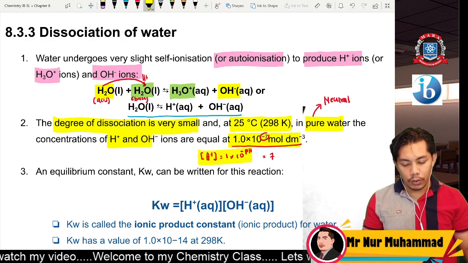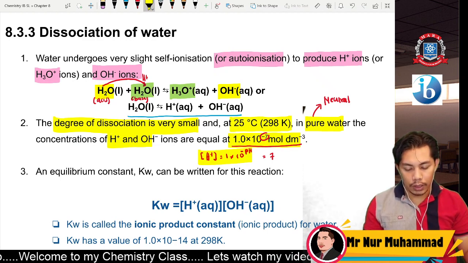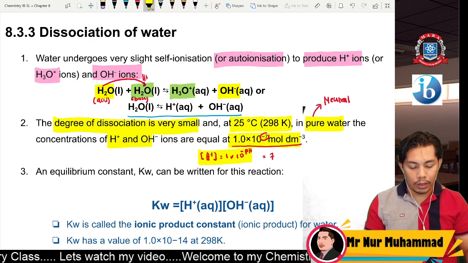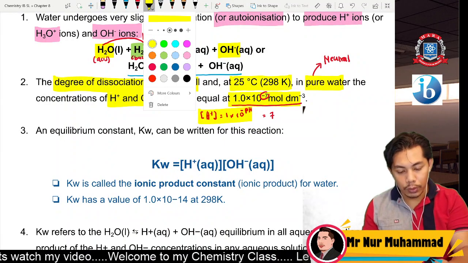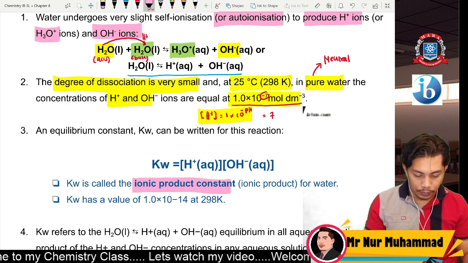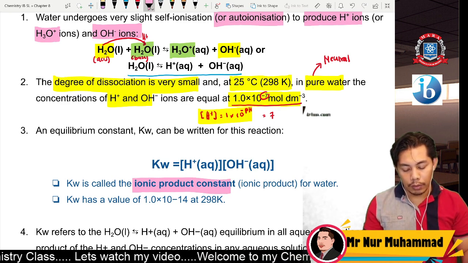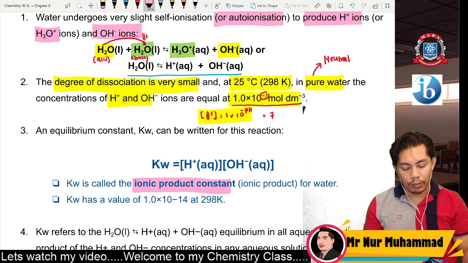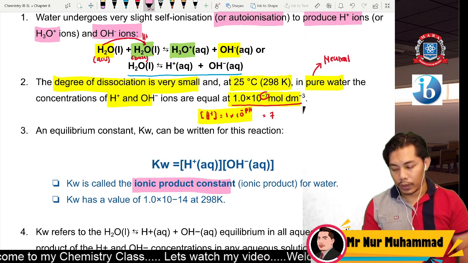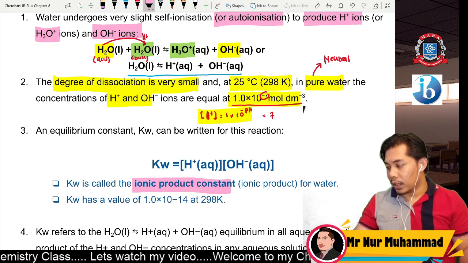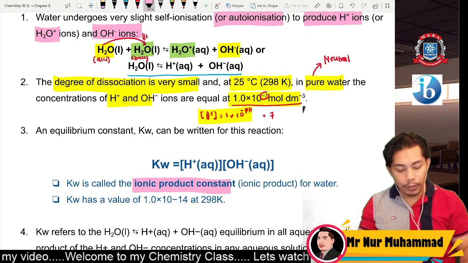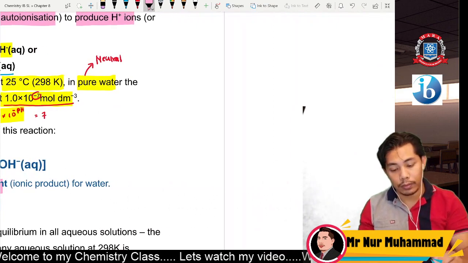At equilibrium, Kw can be written for this reaction. What is Kw? Kw is called the ionic product constant for water, and Kw has a value of 1.0 times 10 negative 14 at 298 Kelvin. To explain this, I have to explain basically about equilibrium. You have to know what is equilibrium.